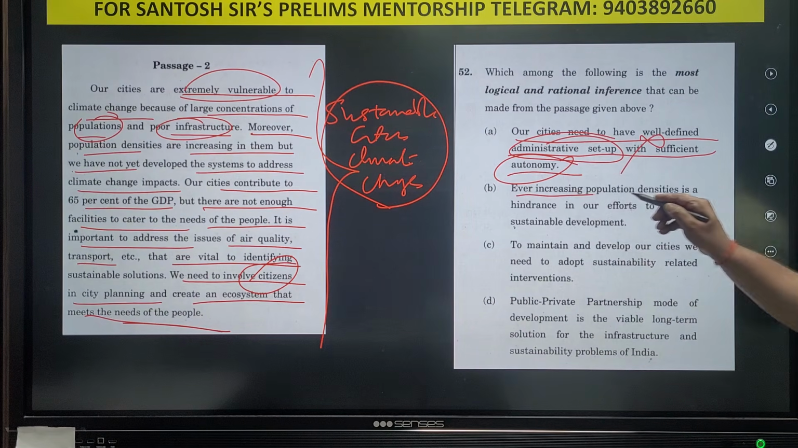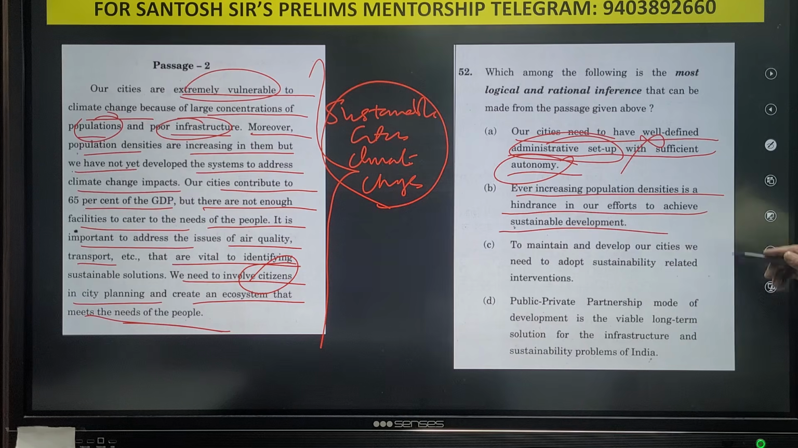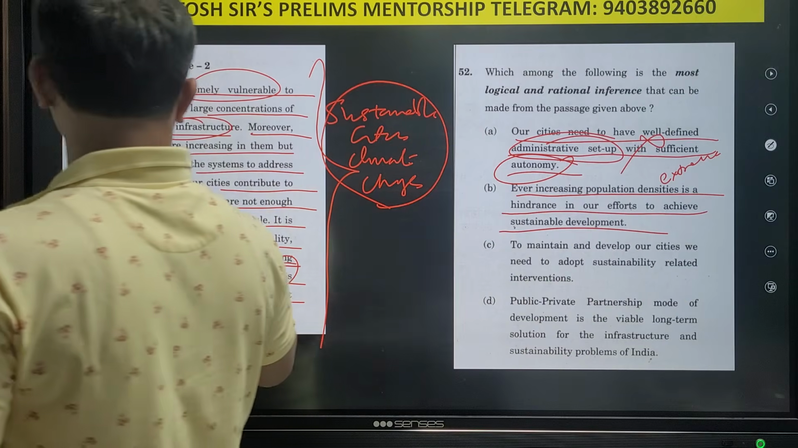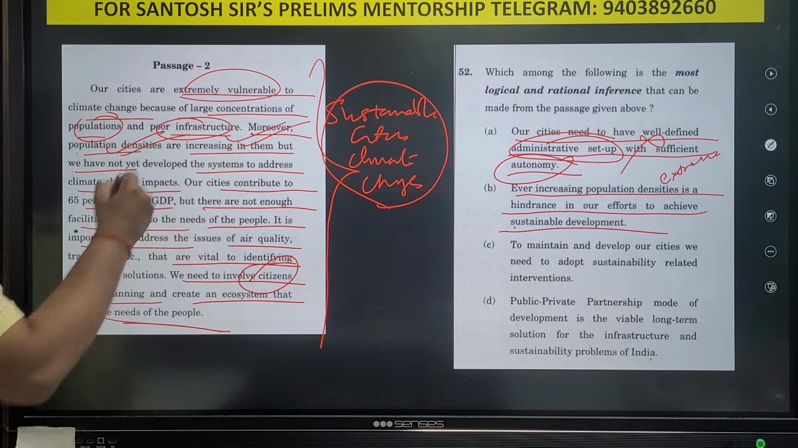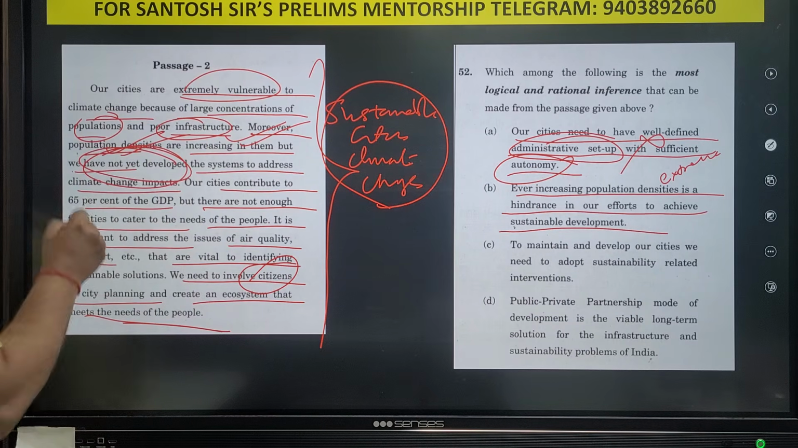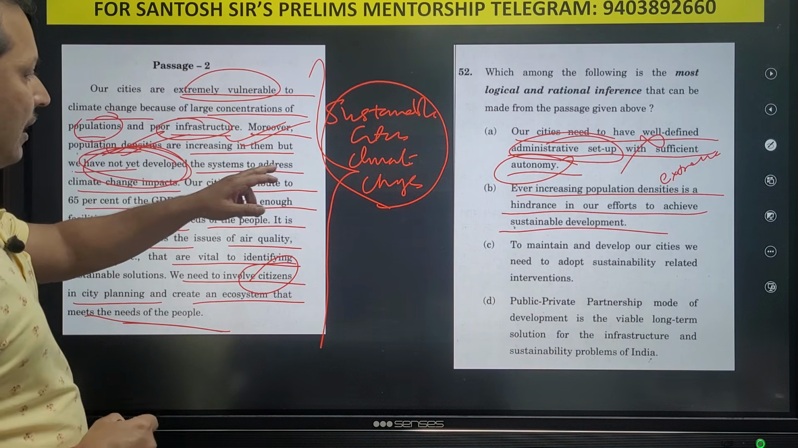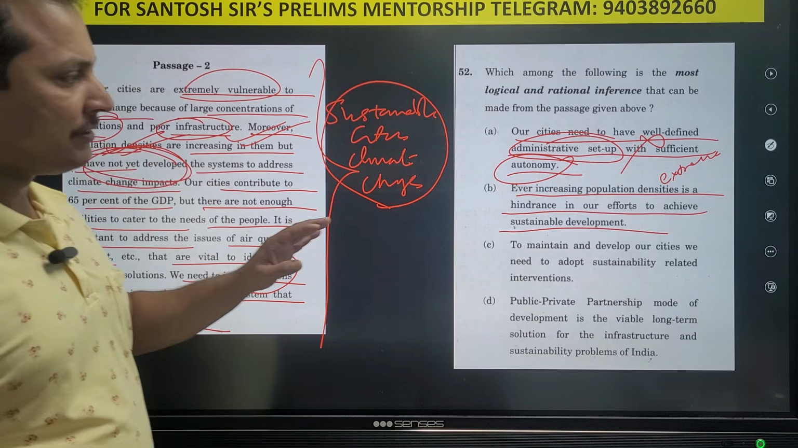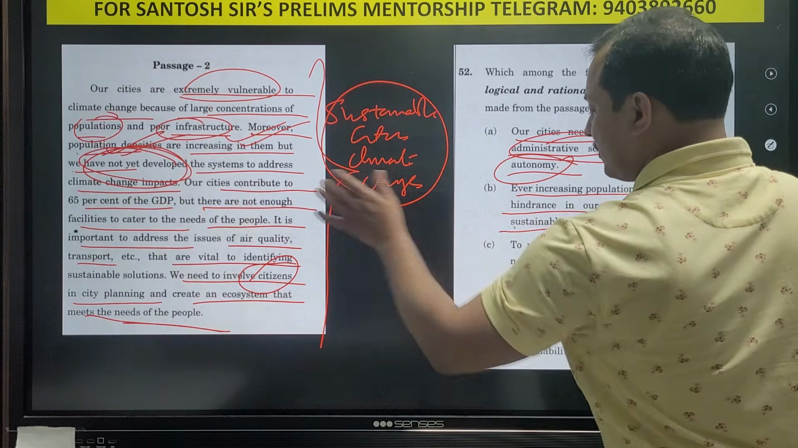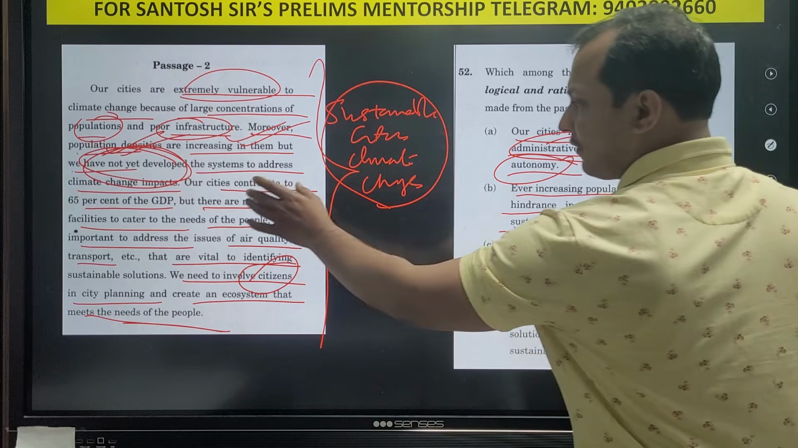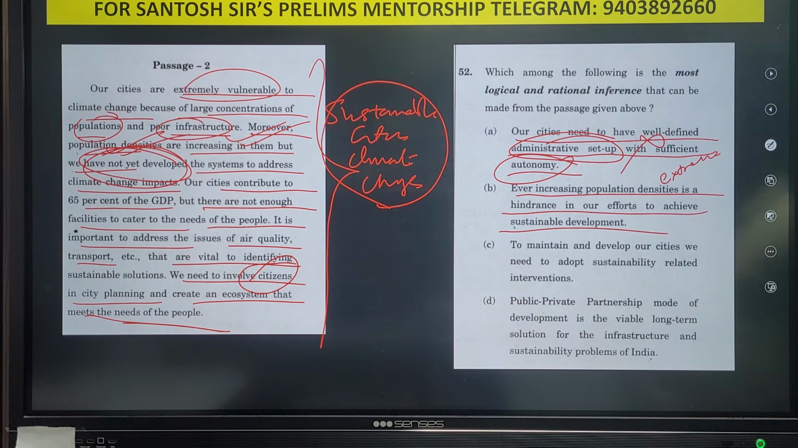Second statement, ever increasing population density is hindrance to our effort to achieve sustainable development. No. This is what? Extreme statement. The passage talks about how although the densities are increasing, we are not taking any action to address the climate change impact. So this is an exaggerated version of the passage. This is not the core idea.